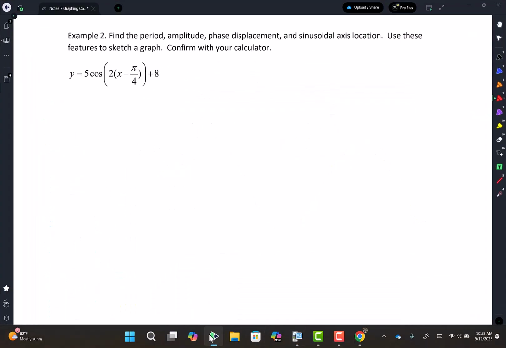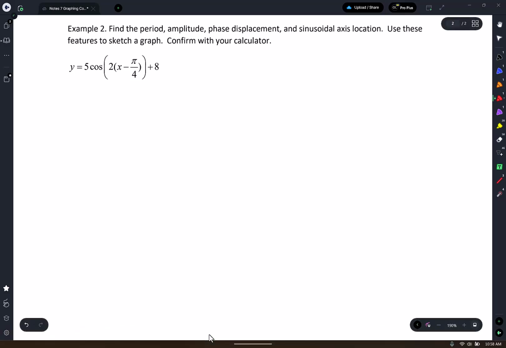Yes, but you'd have to click on the settings for degrees. Okay. By default, everything's in radians.